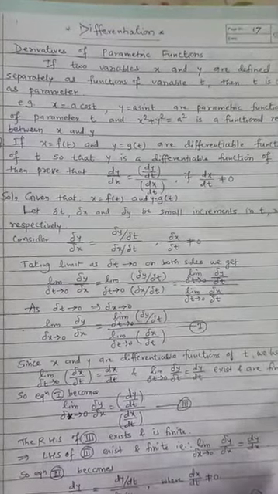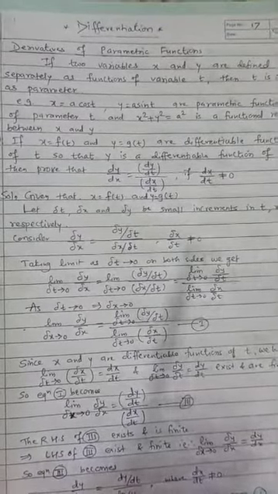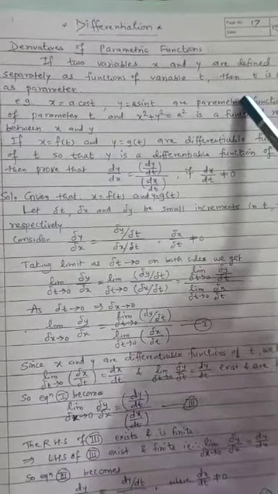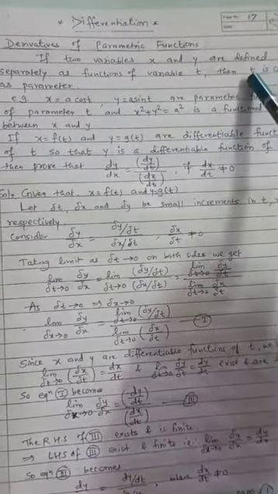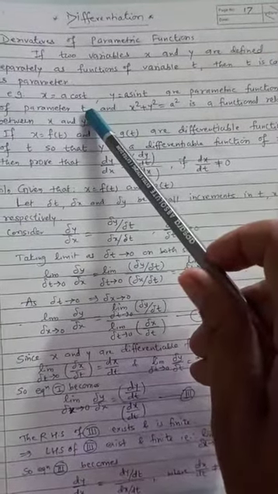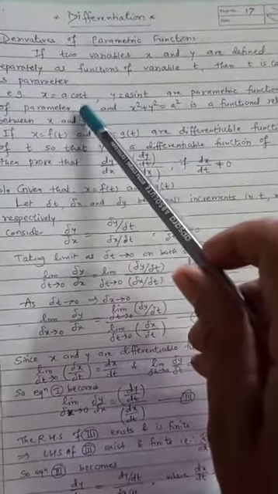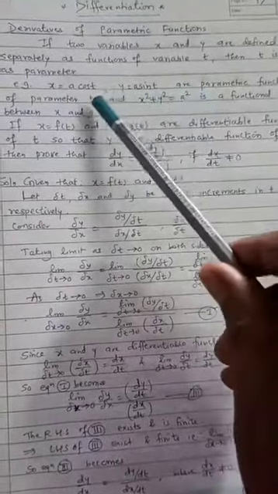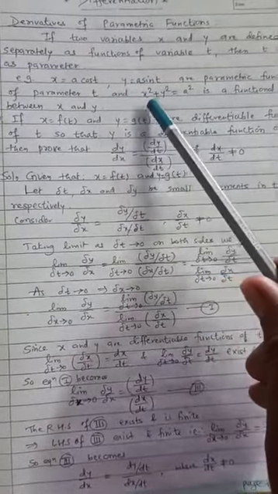Dear students, now we find the derivative of parametric functions in this differentiation unit. If two variables x and y are defined separately as functions of variable t, then this t is called a parameter. For example, if we take x is equal to a cos t and y is equal to a sin t, which we call parametric functions of parameter t.